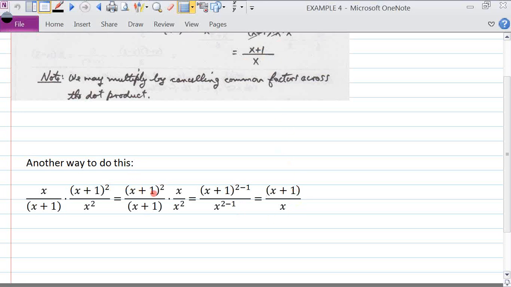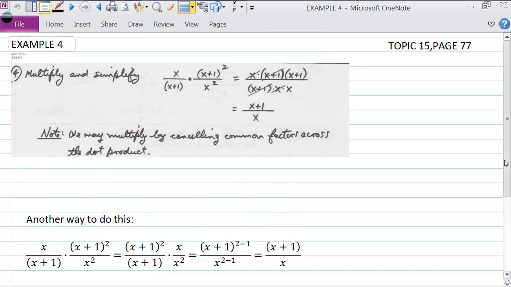So it's really this is treated as one entity squared. And this is one entity, the same thing as this up here, but to the power 1. So I'm subtracting the powers, and that's why I get 2 minus 1. There's two different ways of doing that problem.